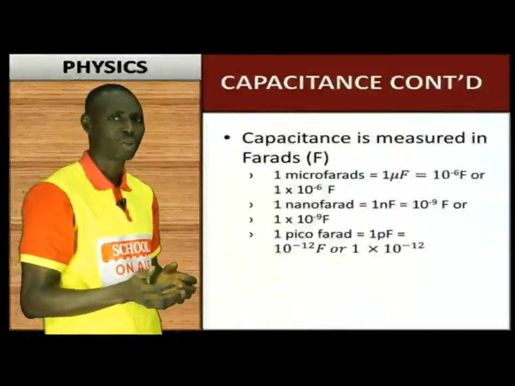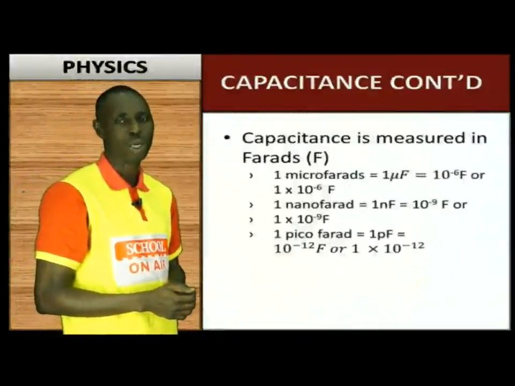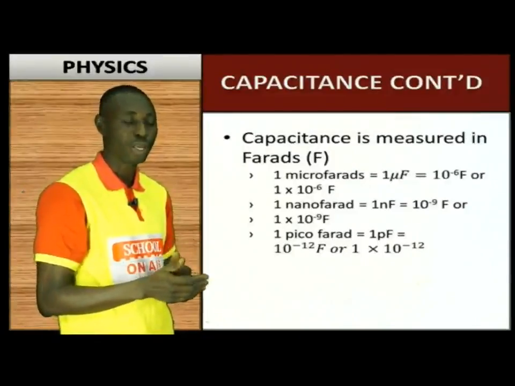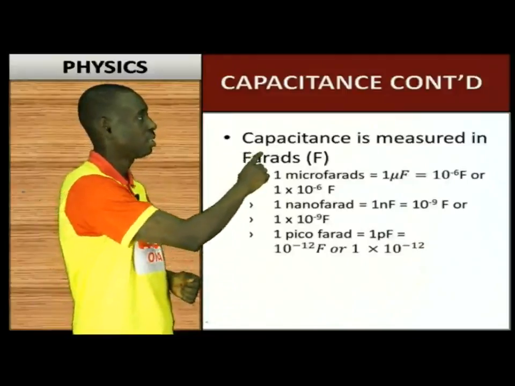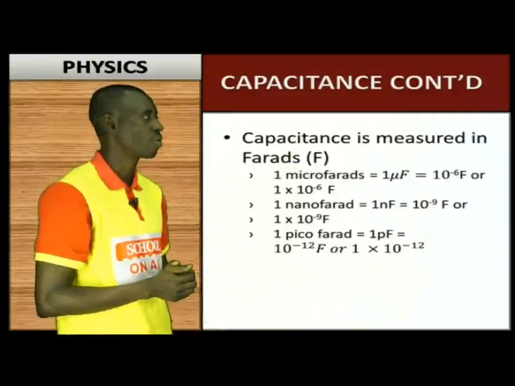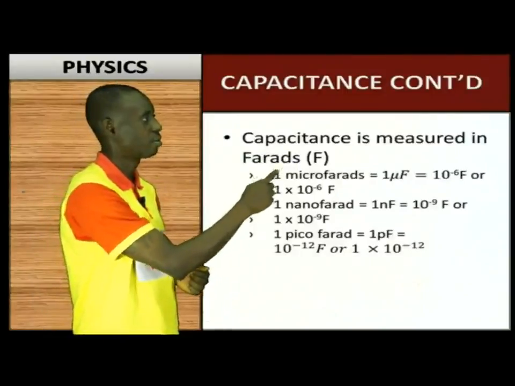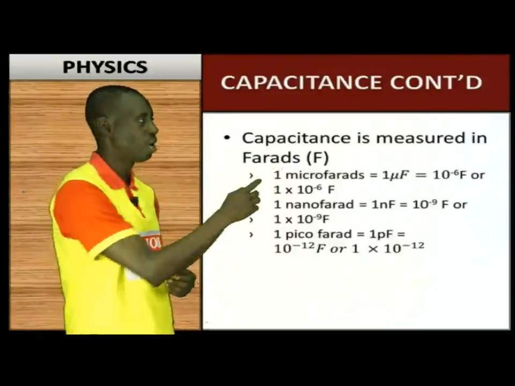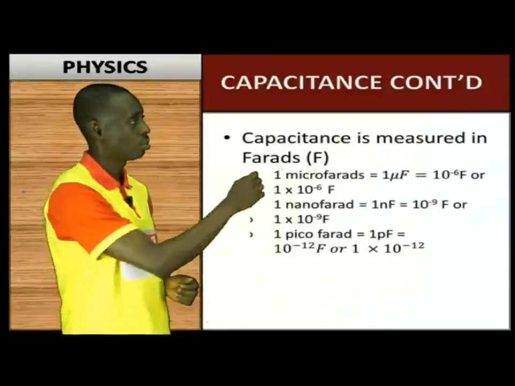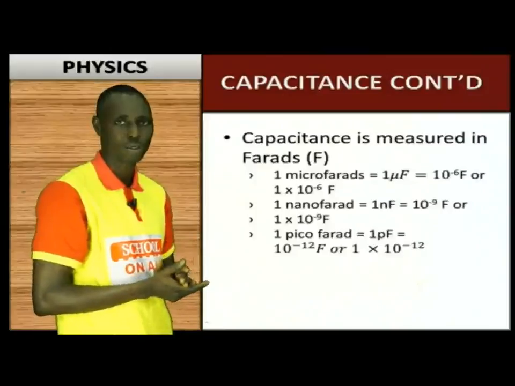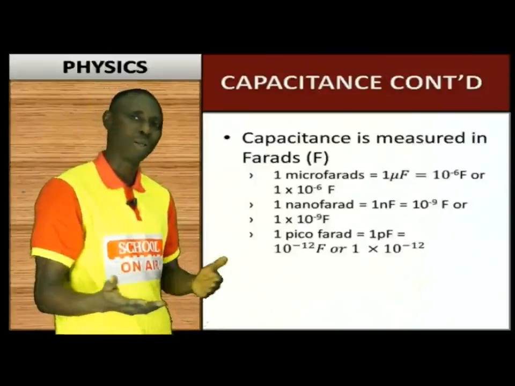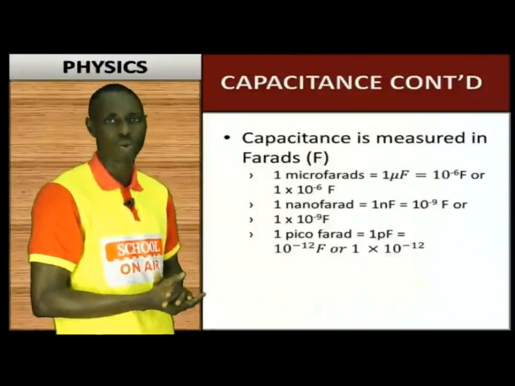But to start with, in physics we also talk about units and dimensions, and capacitance has units. The capacitance is measured in farads. Most times we use the symbol F to shorten it and make our work easier. But there are different types of farad in terms of units, just like in the case of length, where we talk about centimeter, millimeter, decimeter, and all those ones.